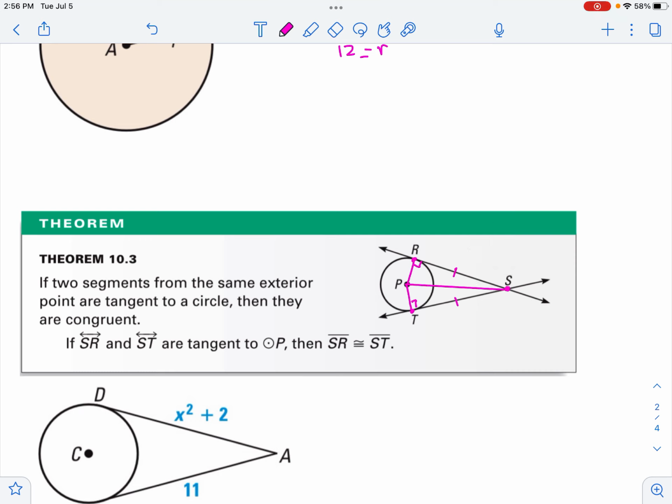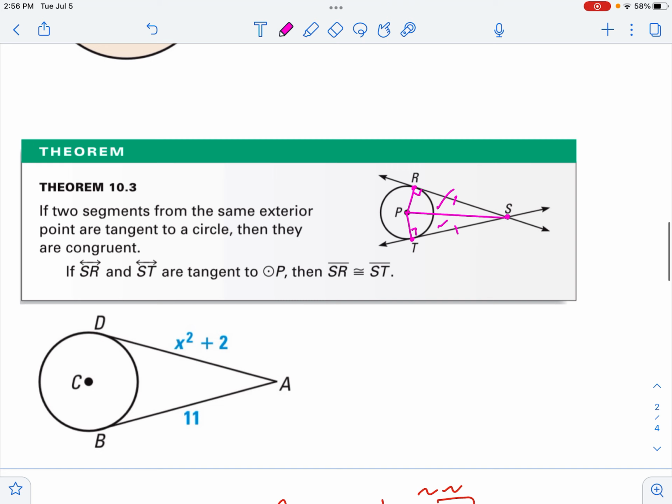So we've got two triangles here, this triangle and this triangle, and they happen to be congruent by hypotenuse leg. That means the corresponding sides are congruent. So let's see how we can utilize that. Let's suppose we know that AD and AB are tangent to this circle, and we want to find x. Well, we know that x squared plus 2 is equal to 11. That means that x squared is equal to 9. That means that x is equal to 3. So there we've found x.